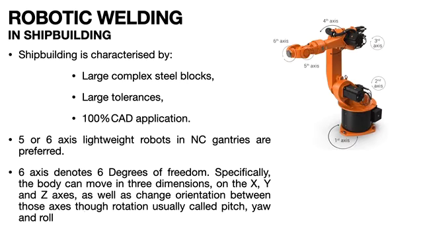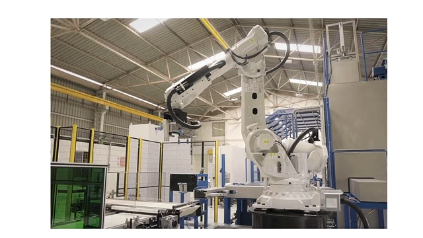The main issue associated with shipbuilding is that we are building very large and complex steel structures. The tolerances would be very high. The advantage is that there's a possibility that 100% CAD application is possible. 5 or 6 axis lightweight robots are used with gantries. These are the most ideal, as I have told. All the 6 axes are possible, like the motion in the 3 axes, then the rotation over the 3 axes. This is an example of an articulated robot, which is used for welding.